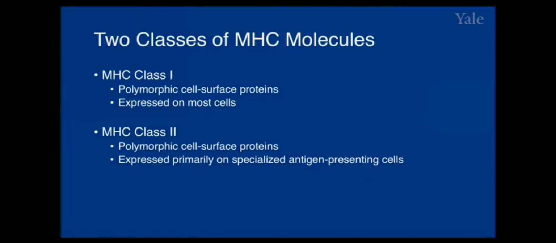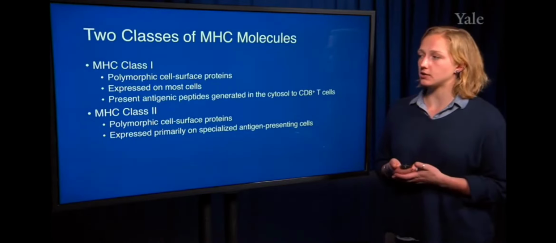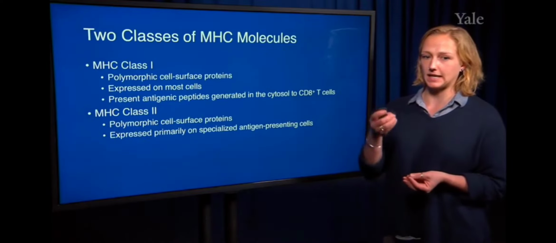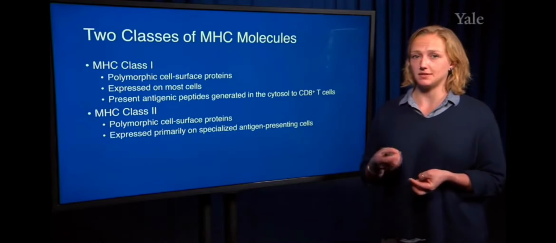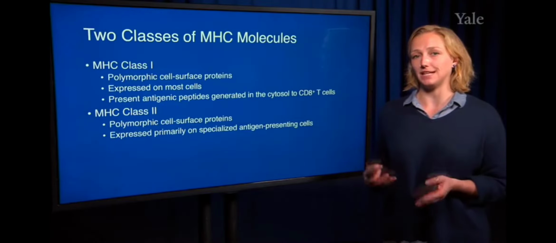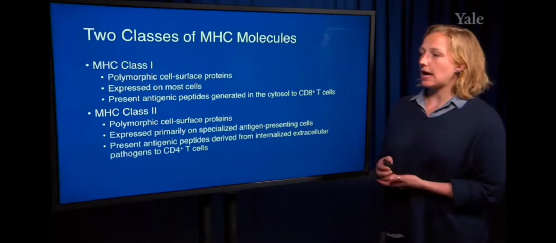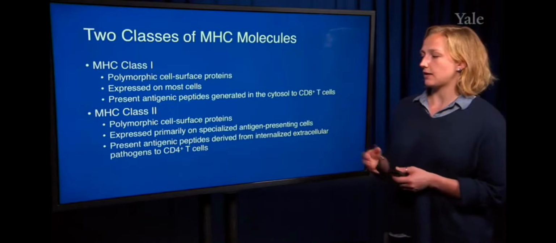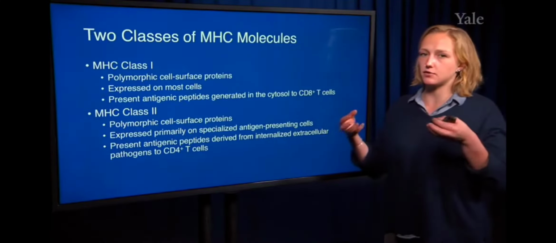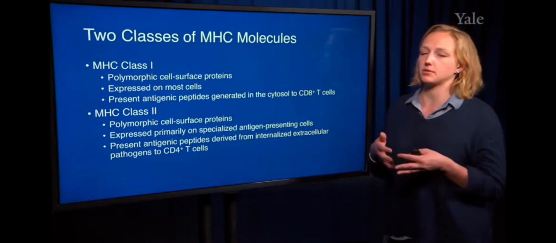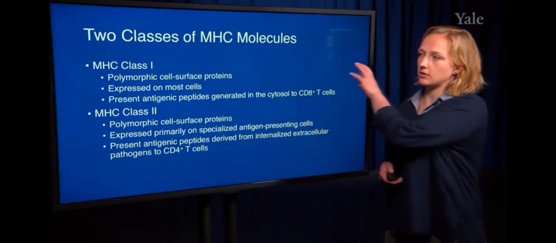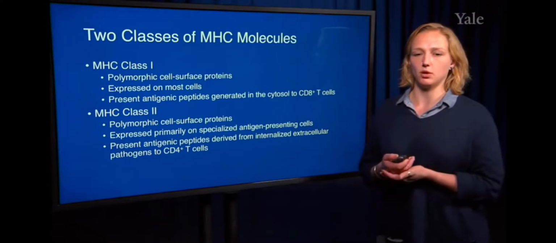MHC class 1 molecules present antigenic peptides that are generated inside the cytosol to specific T cells called CD8 positive T cells. And MHC class 2 molecules present antigenic peptides that are derived from internalized extracellular pathogens to CD4 positive T cells. Now let's dive in more into what MHC class 1 molecules are.